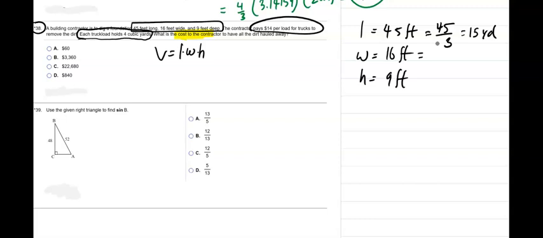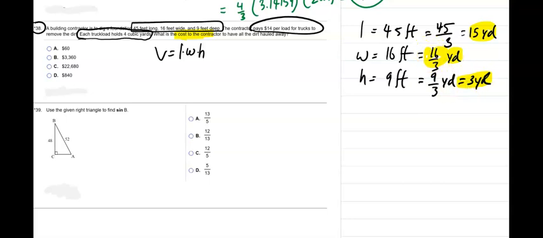16 feet equals 16 over 3 yards. Again, you can use the decimal, but I can keep it like that, because when I multiply by the calculator it's going to be fine. Or 9 feet equals 9 over 3 yards, which is 3 yards. So I found each length in yards: 15 yards, 16 divided by 3 yards, and 3 yards.